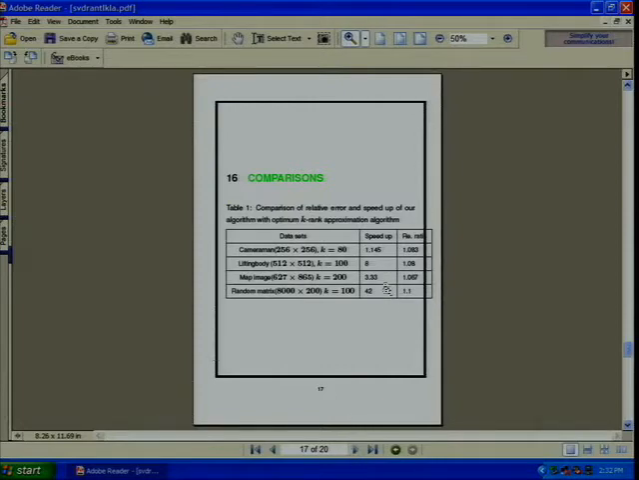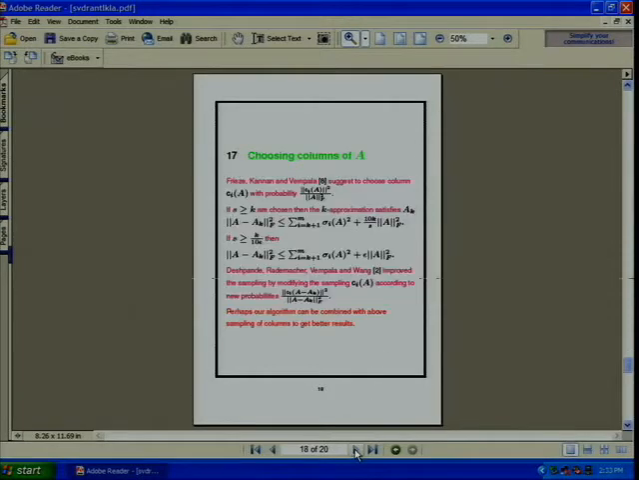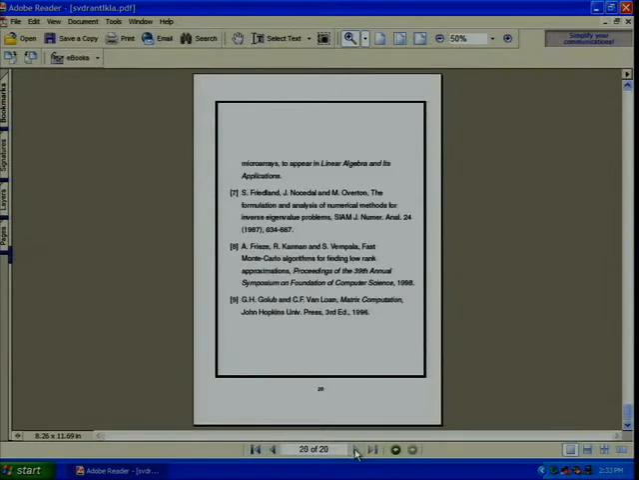So again, this graph just tells you that you have the price that you pay, maybe 6%. You have an error of 6%, but you have a speedup of 3 times. Okay.